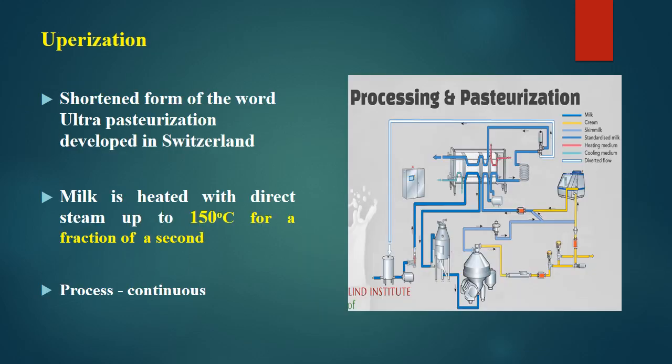Now this is another method of pasteurization called uperization. It is a short form of ultra pasteurization that was developed in Switzerland. Here milk is heated with direct steam. So milk is getting the steam directly and reaching the temperature of 150 degrees Celsius for a fraction of a second. Whereas in case of HTST or UHT, the medium or steam is never directly touching the milk. So this is a continuous process of heating, that is uperization.